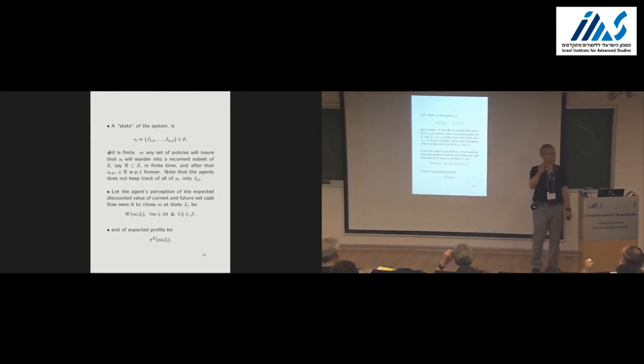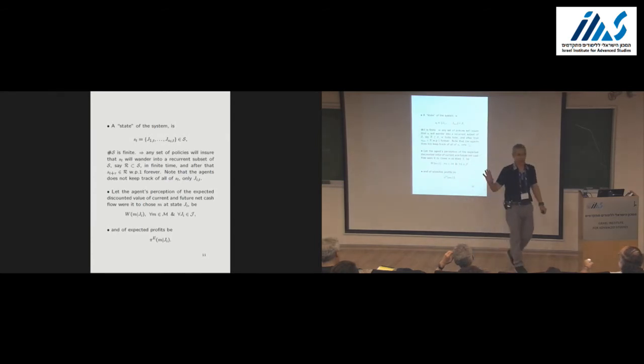So I have to make my decision based on what I know, so I have to make it based on Ji. Okay? So I condition on Ji, and I have some policies that I could choose, in this case a finite set of policies. And what I need in order to do that is a perception, it might be the wrong perception, but I need a perception of the expected discounted value of future net cash flows once I choose that policy. Because I'm going to choose the policy that maximizes my perception. So I need a perception.